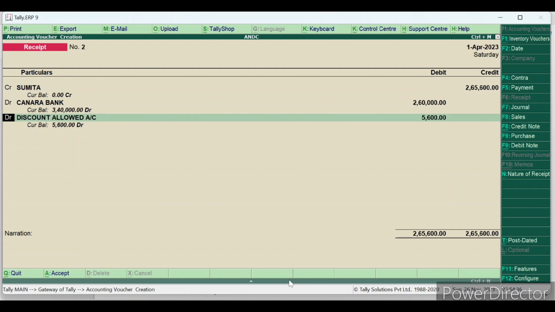A discount allowed account. It basically comes under the indirect expense. We are getting less than what is the total amount, so it's a discount allowed and it's an expense for us. Okay.